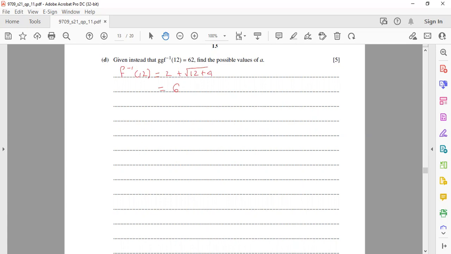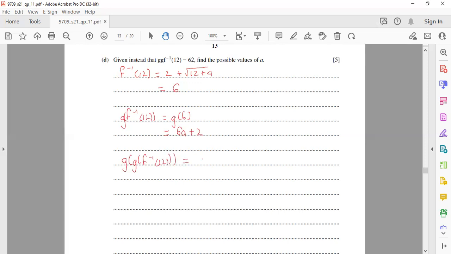Now let's find g of f inverse of 12. So g of f inverse of 12 is equal to g of 6, because f inverse of 12 is 6. So that would be 6a plus 12.